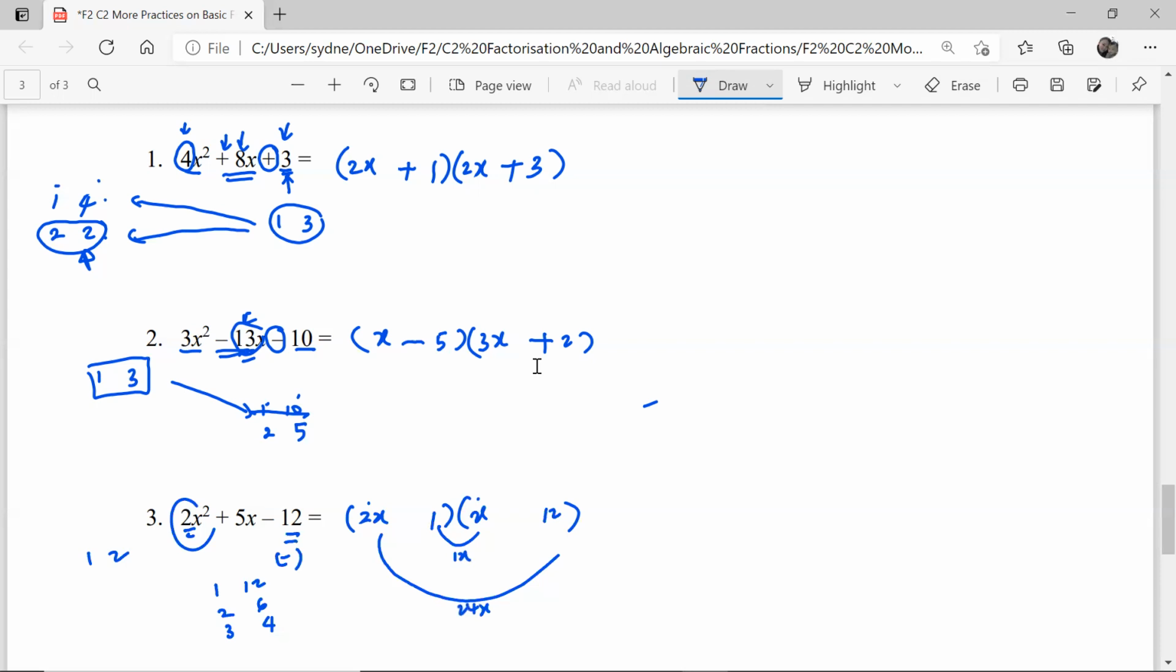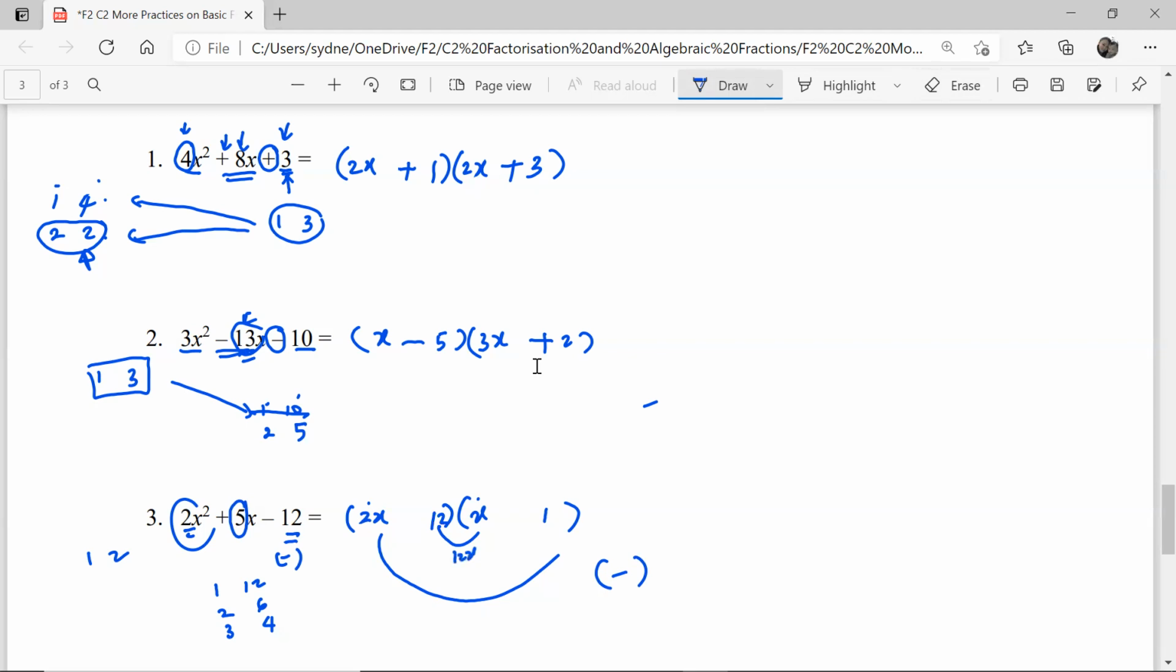What are we supposed to do with this? We got to minus it. So after minus, what is the number that we want? We want it to be 5x. So this is way too big. So cannot. So what about if I swap the position of 1 and 12? So it becomes 12 and 1.